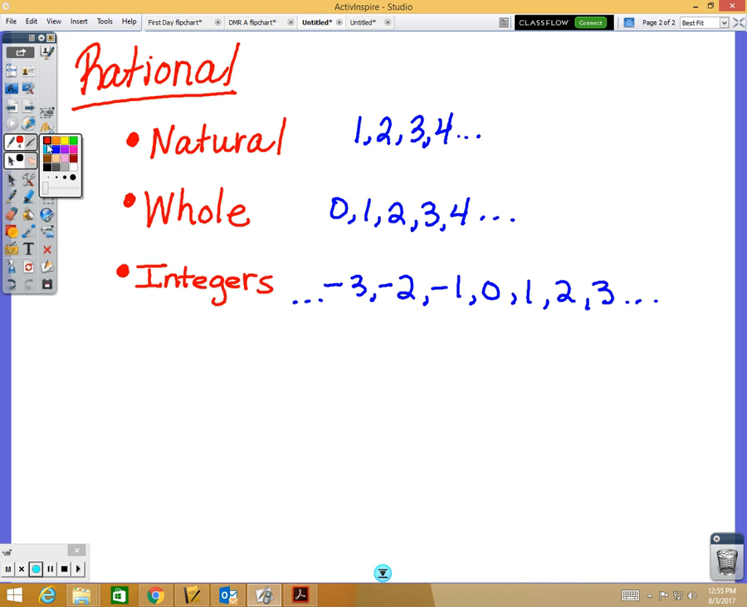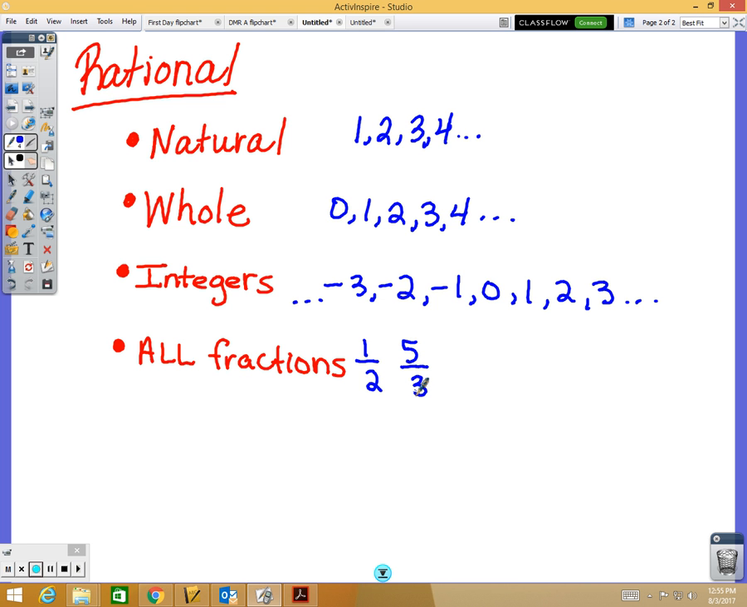Next, we said all fractions. All fractions, and I put the word all in caps because I do mean all fractions. So the fraction can be just a normal looking fraction like 1/2. It could be an improper fraction like 5/3. It could be a mixed number like 4 2/3. It could be a negative fraction like -1/4. All of those are fractions. Okay, so if it looks like a fraction, then it is rational.